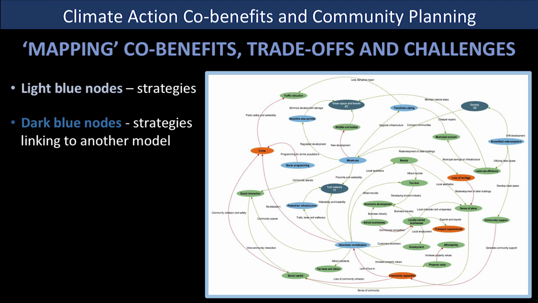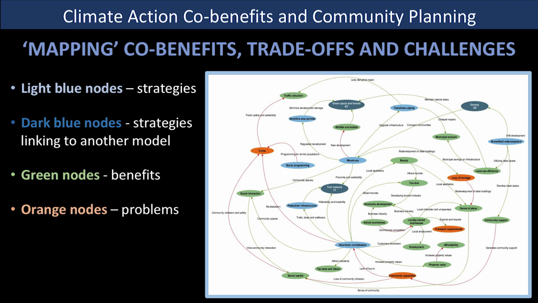The dark blue ones are strategies that link to other models so that you can read them in concert with one another. The green nodes are the benefits. The orange nodes are the problems, so those challenges and trade-offs.